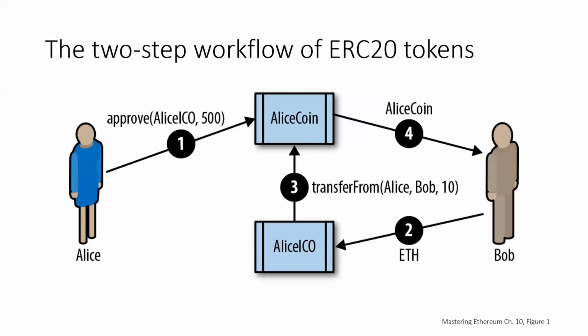The Ellis ICO contract can call transferFrom an unlimited number of times as long as it doesn't exceed the approval limit that Ellis set. The Ellis ICO contract can keep track of how many Ellis coin tokens it can sell by calling the allowance function.